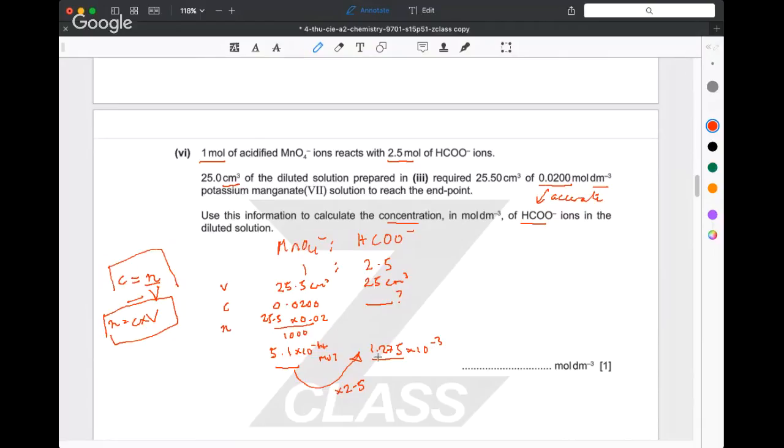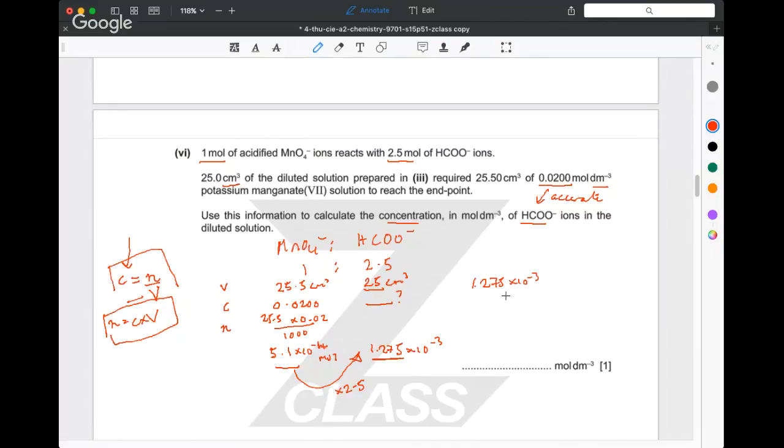And now, because we've got an amount, the number of moles, and because we've got a volume, then we can work out concentration, can't we? Concentration is the amount divided by the volume. And so you just have to do that calculation in here, which is 1.275 times 10 to the minus 3.